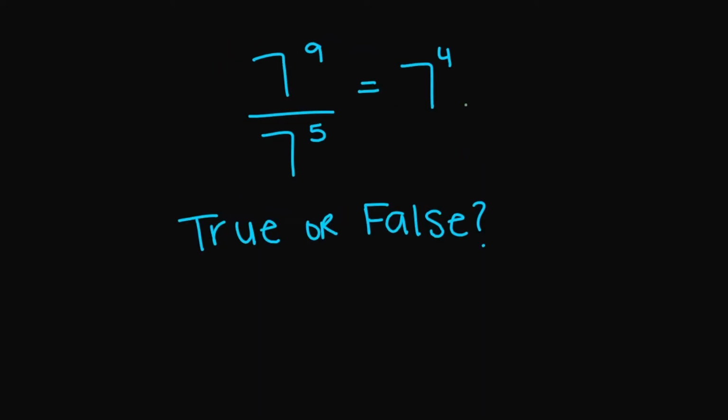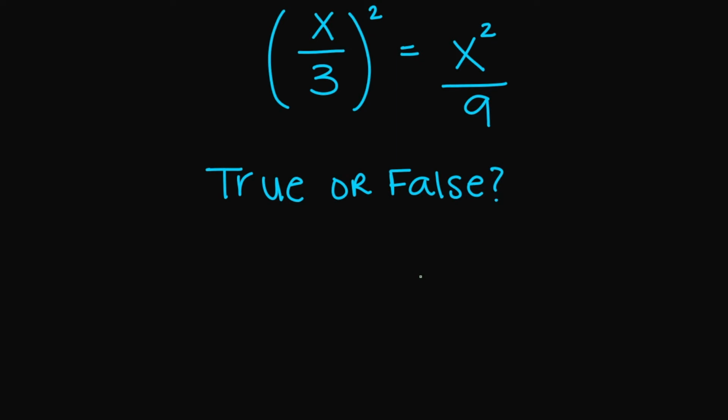So let's try this example here. 7 to the 9th divided by 7 to the 5th equals 7 to the 4th power. Is this true or false? And this is true. If we have 7 to the 9th divided by 7 to the 5th, I'm dividing with the same base. I'm going to subtract my exponents. So this is going to be 7, 9 minus 5. This is going to equal 7 to the 4th power. So this is true.